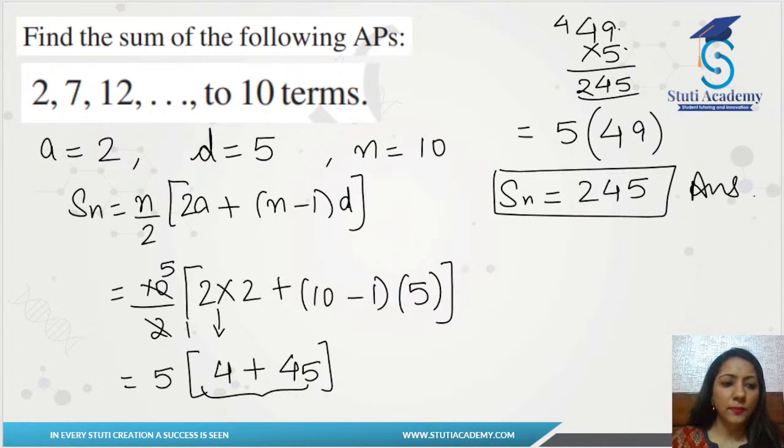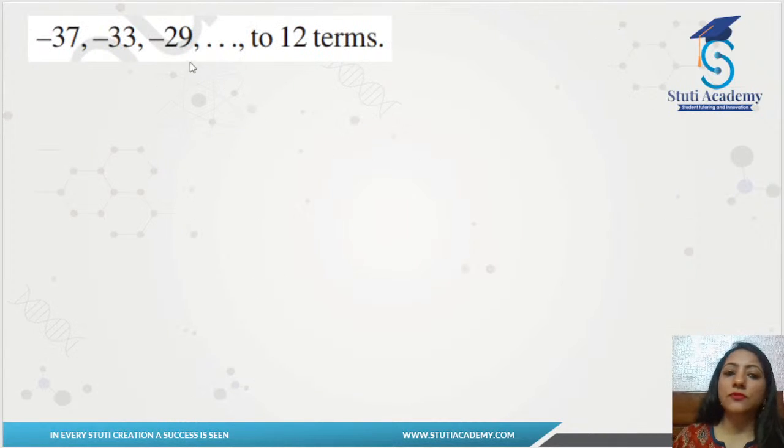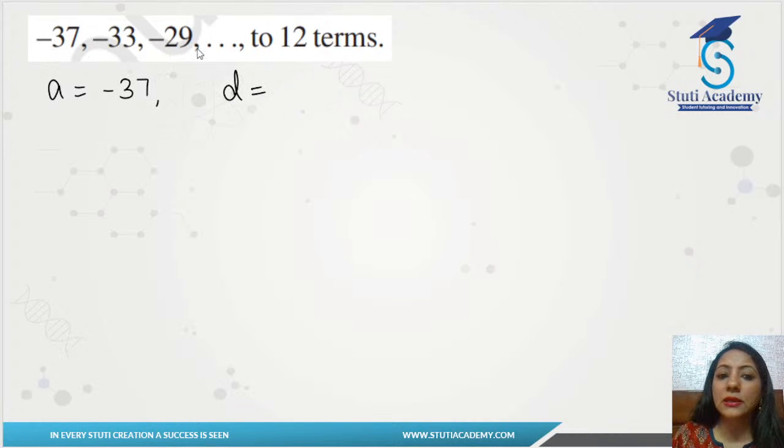We'll try one more. Coming to the second part of the same question. We have this AP minus 37, minus 33, minus 29 and so on. We have to solve for the sum of the first 12 terms. So a here is minus 37 and d is how much? Please notice the numbers here, they are increasing. d is positive 4 here. The difference is 4 and it's positive 4 because the numbers here are increasing. And n is 12. So now we know a, d and n.